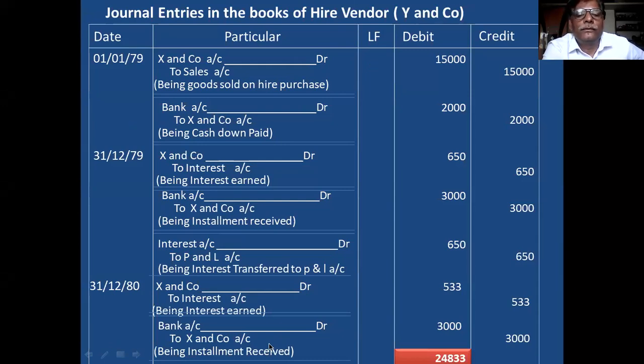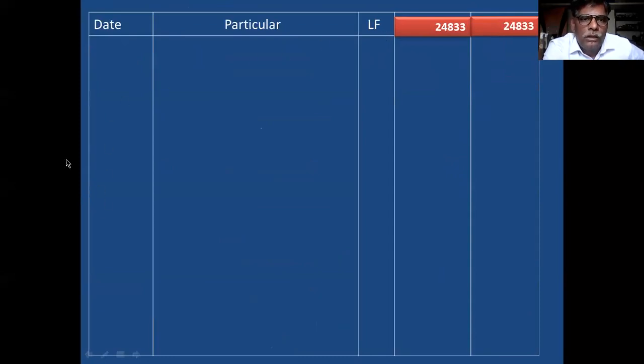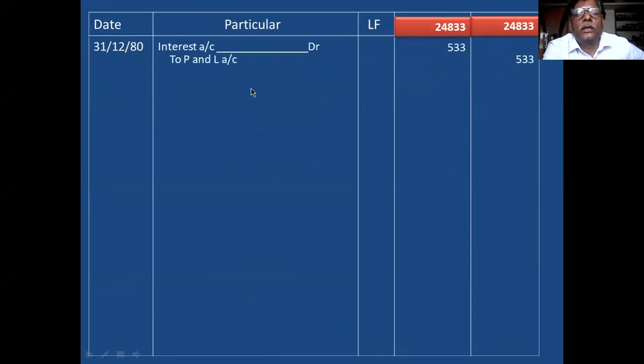Then the third entry is for transfer of interest. You take the total. This total goes to the next page. Total, this is the balance brought forward. 1980 interest account debit to P&L account, being interest transferred. This is the third entry. And every year, you copy and paste the 3 entries.